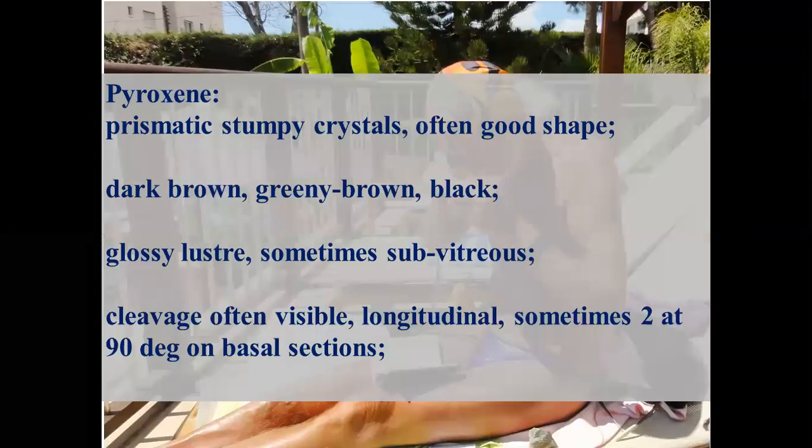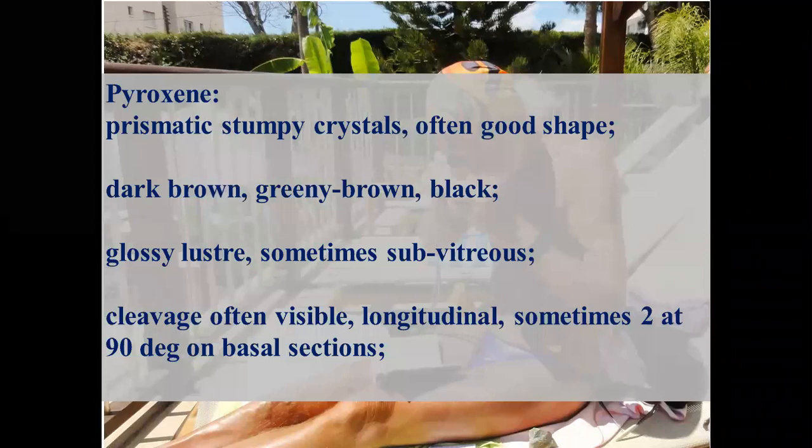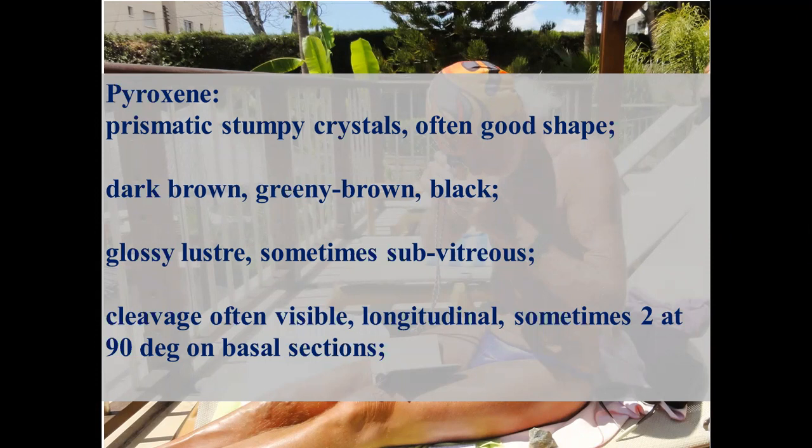So, summary here. Prismatic stumpy crystals, and quite often good shape, dark brown, greeny brown, black. The glossy luster, sometimes subvitreous, but not as glossy as micas, and certainly doesn't leap out at you like micas do. And the longitudinal cleavage and the 90-degree one, if you've got a basal section, you will see these two intersecting on those basal sections. So that's the summary of these pyroxenes.